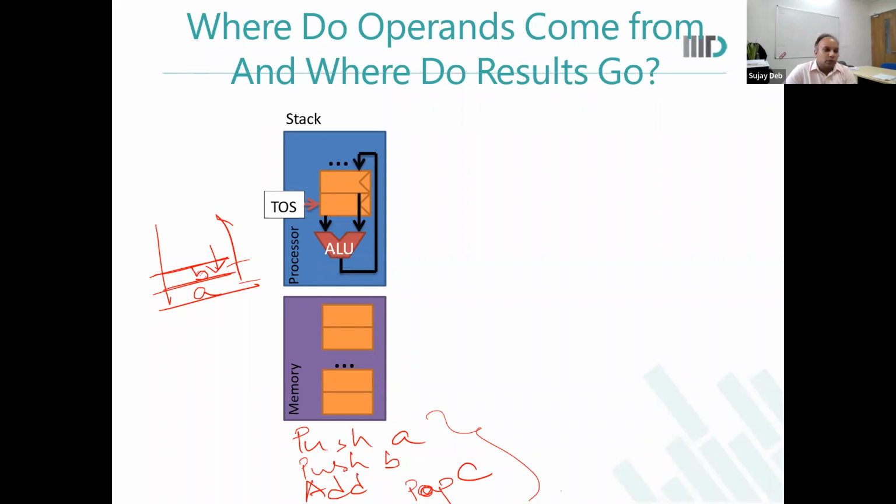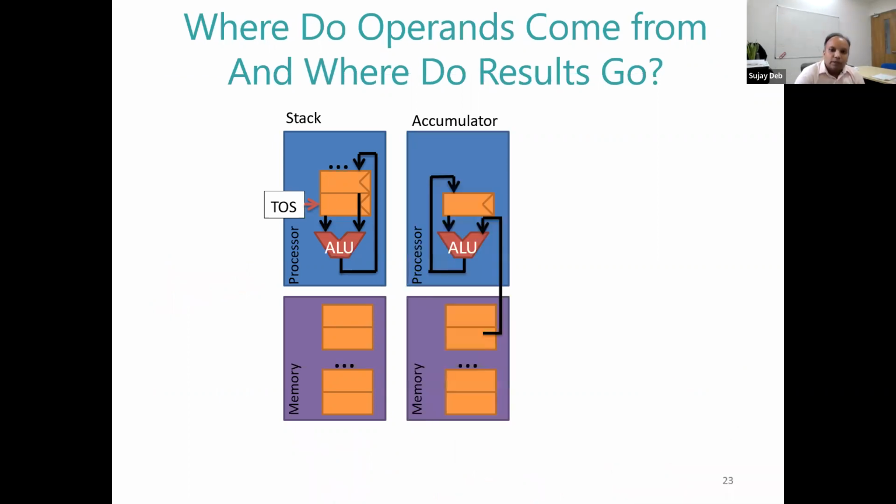Now, if you need to, let's say, repeatedly use some variable like b, you have to repeatedly push and pop this variable depending on what you want to do. So that is one machine model. Similarly, the other machine model is called the accumulator based machine model. I'm sure many of the microcontrollers, if you have used, follow this machine model.